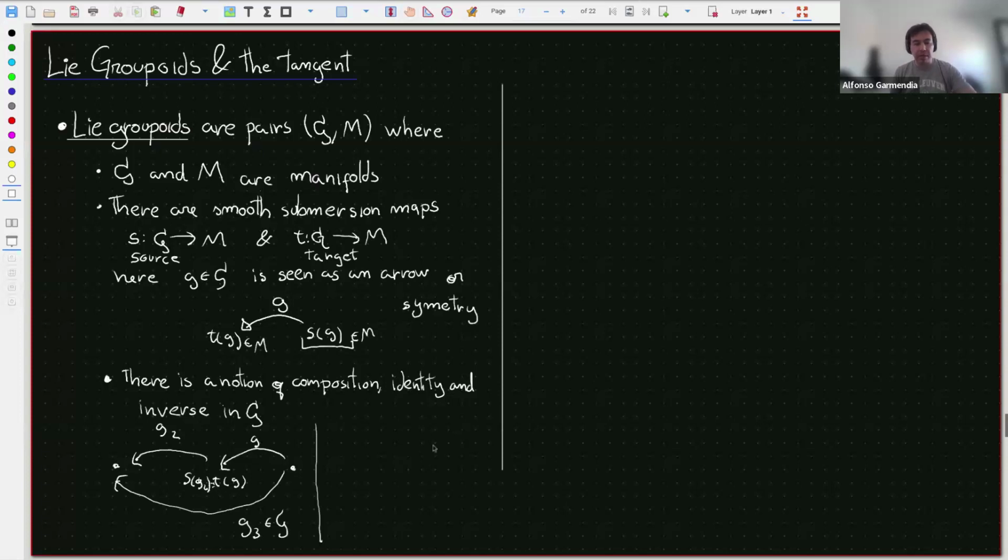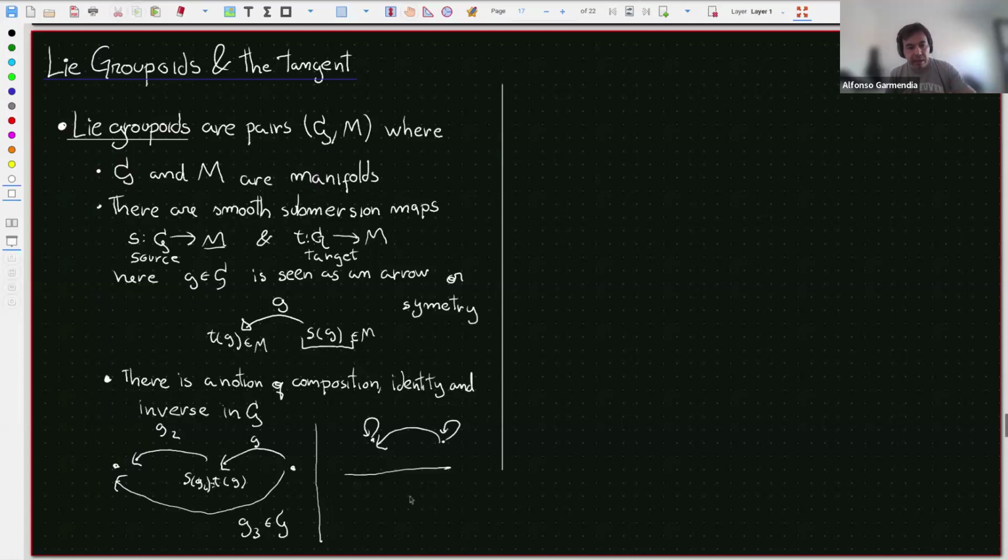Then we have an identity: if I have an arrow, I will have one special arrow here that starts and ends on the same point. And when I compose them, it gives me exactly the same as the one that I started with, but I will have another arrow for the element in which I start. So each point on M will have a different identity or a different unit.